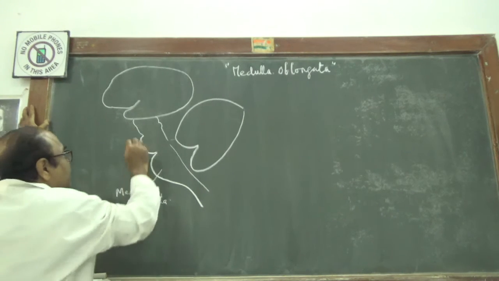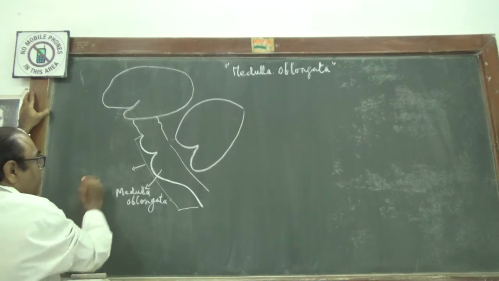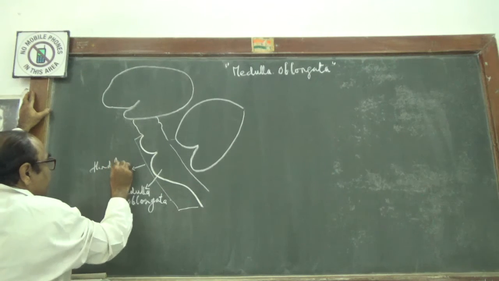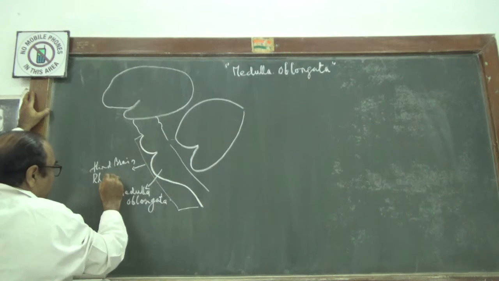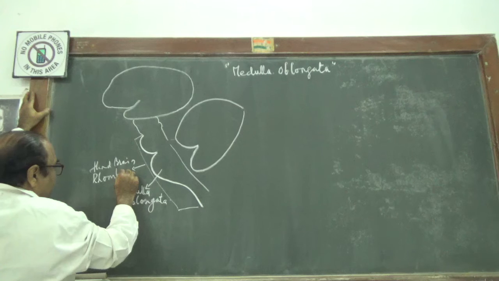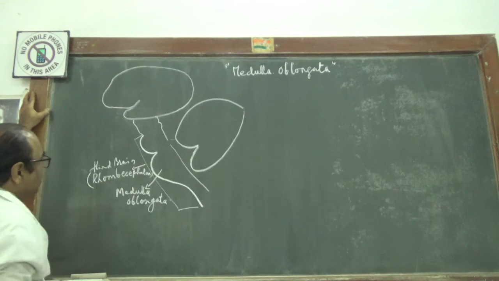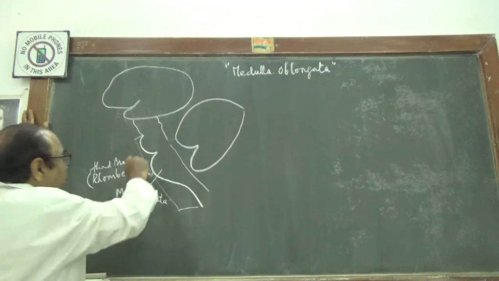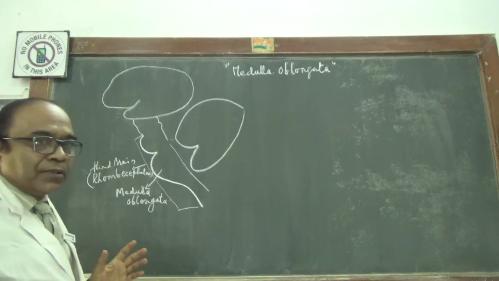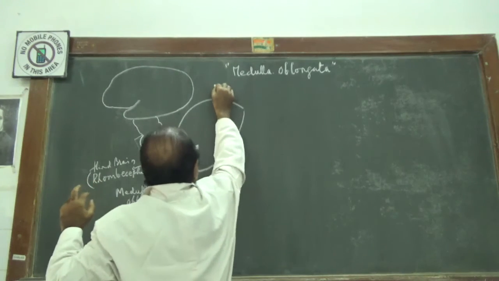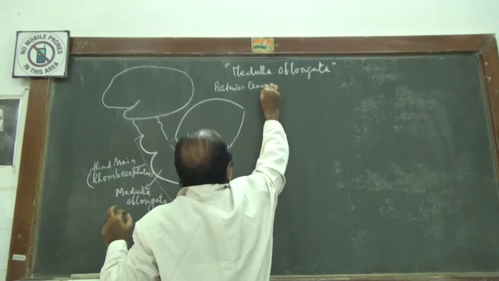Now this medulla oblongata is a part of the hindbrain or rhombencephalon. This medulla oblongata will be present in the posterior cranial fossa. Posterior cranial fossa.